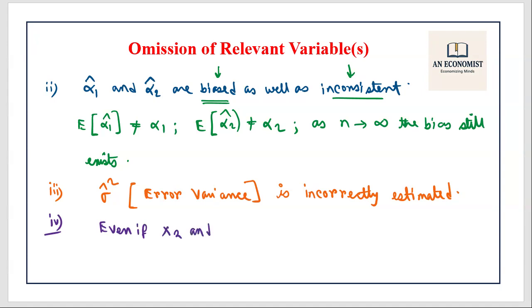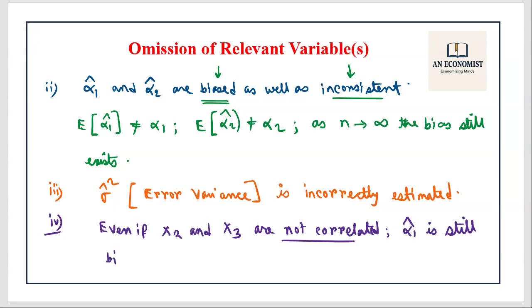x2 and x3, these are the two explanatory variables in your model, even if x2 and x3 are not correlated, even if they are not correlated, alpha 1 cap is still biased, even though alpha 2 cap is now unbiased.